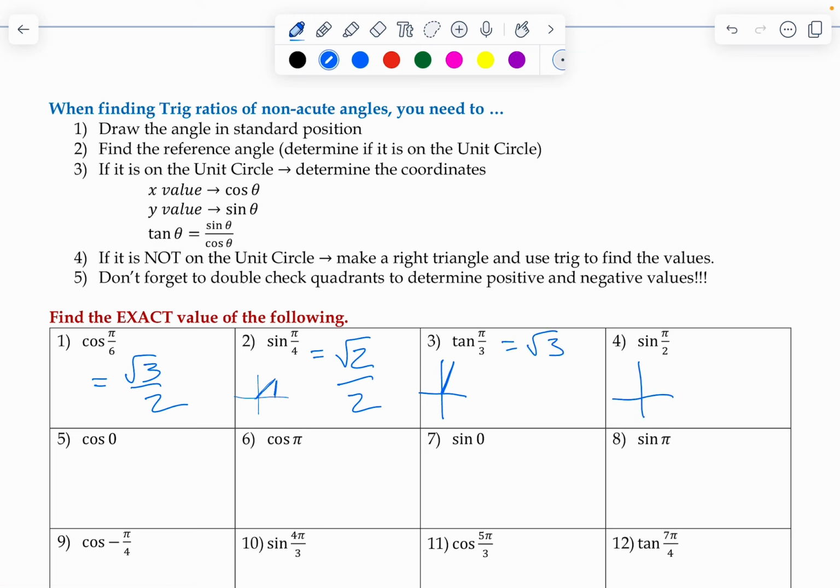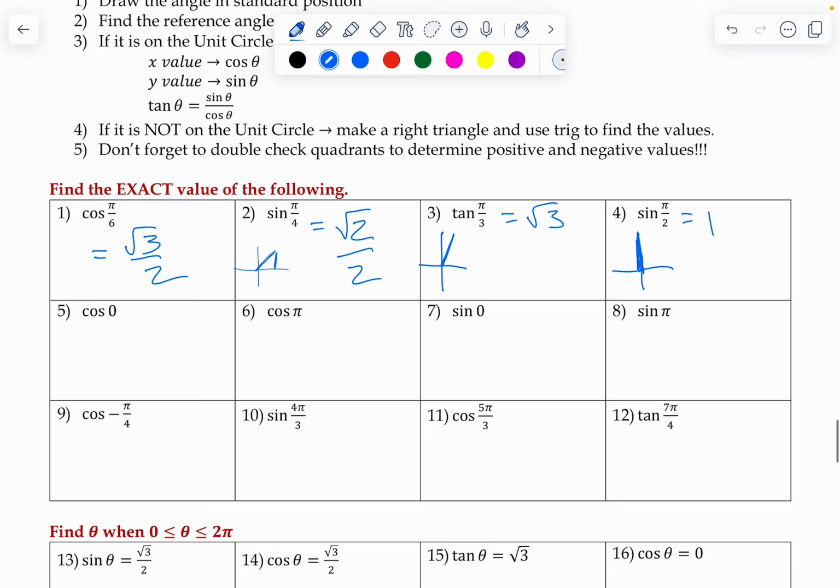Sine of pi over 2 is this. The sine is the y value. This has the coordinates 0, 1. Its y value is 1. Cosine of 0, we're looking at this angle right here. Cosine is the x value. I went out 1 unit. That's also equal to 1. Cosine of pi, this is pi over here. I have gone out in the negative direction 1, so that's equal to negative 1.